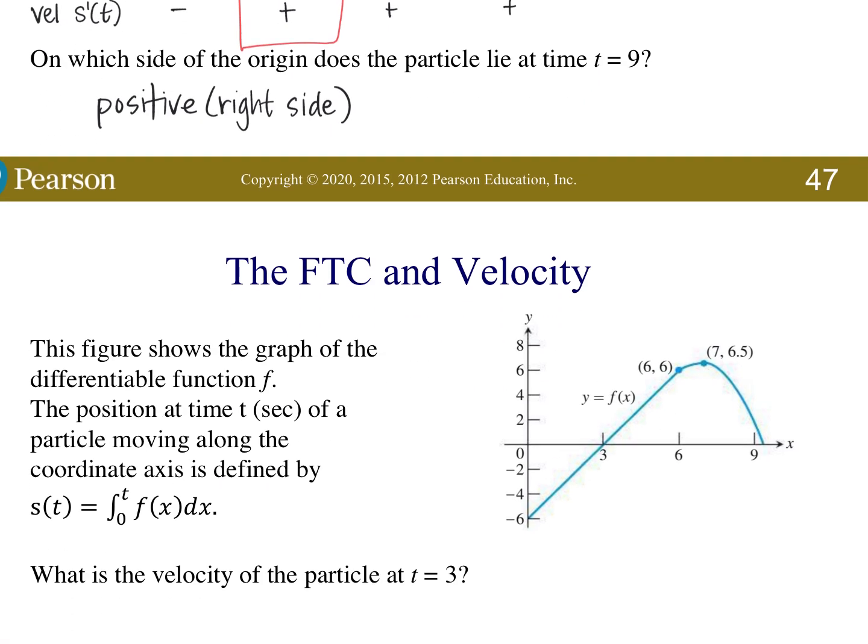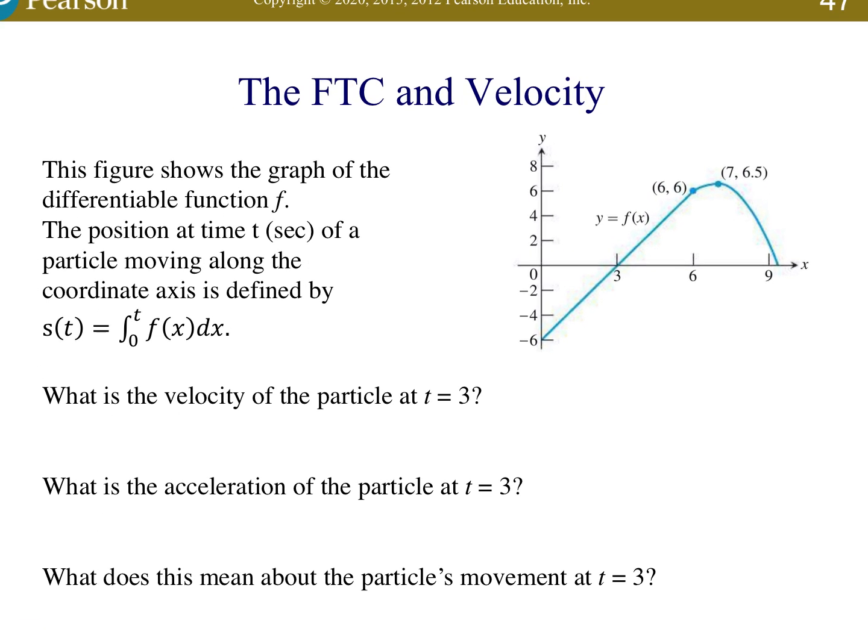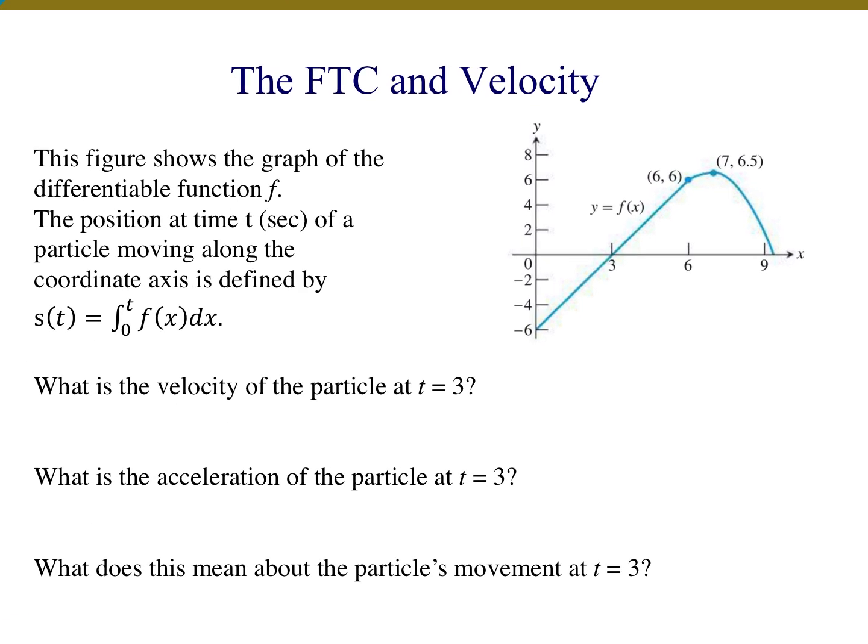All right, last question. What is the velocity of the particle at time 3, the acceleration, and what does that mean? So our velocity is s prime. S prime is f of t. So s prime of 3 would be just f of 3. That's not the area at 3. It's simply the position of the function at 3, which is sitting right on the x-axis, so that has a value of 0.